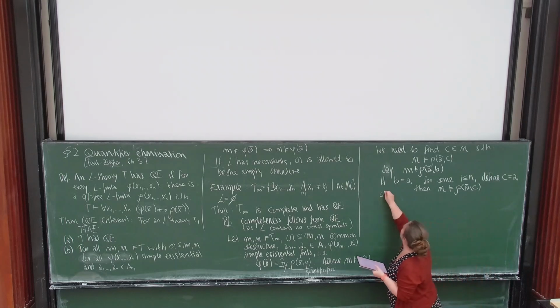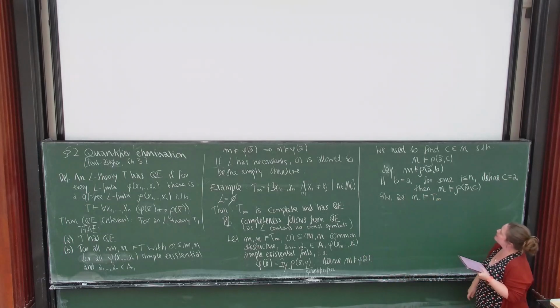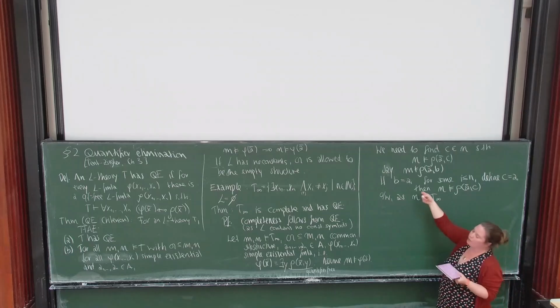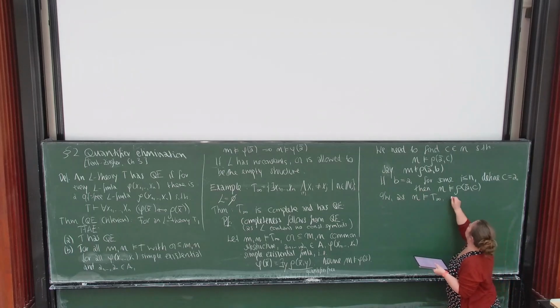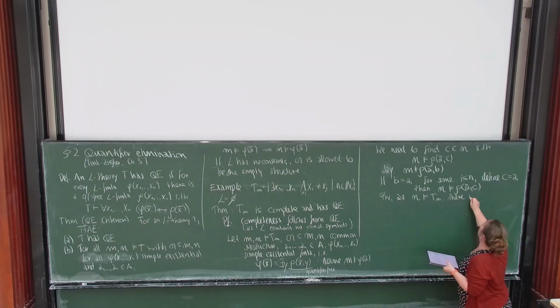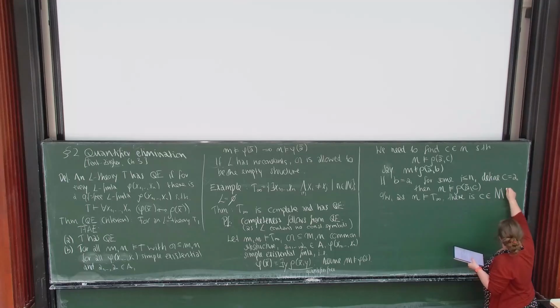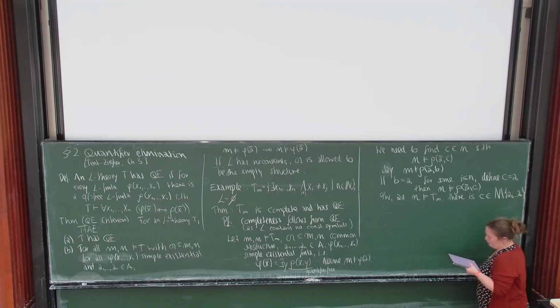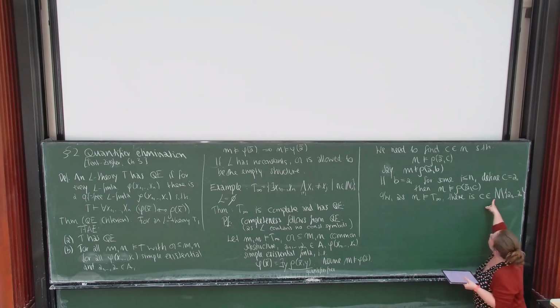So otherwise, as N is a model of the theory of infinite sets, I can find someone in N who's not equal to all of the AIs. So there is C in N, but not equal to A1 up to AN, in the universe of N.